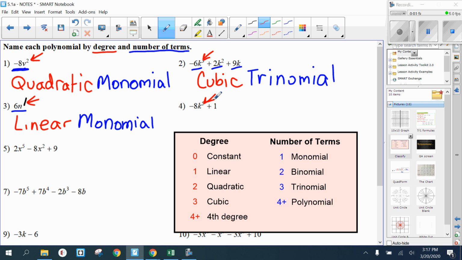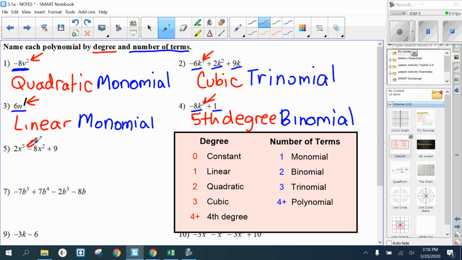Next one. It's a degree 5. Notice anything 4 or more, we're going to call whatever the number is, 4th degree, 5th degree. In this case, since it's a degree 5, we're going to call this a 5th degree. Now there is really a special name, but we're not going to learn anything past cubic. So anything 4 or higher, we can call 4th degree, 5th degree, whatever. And then count the terms, 1, 2. There are 2 terms, making this a binomial. 5th degree binomial.